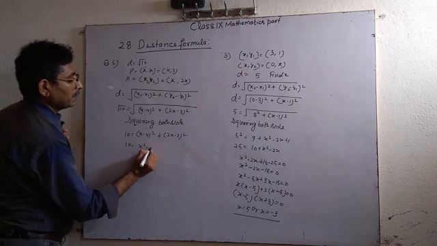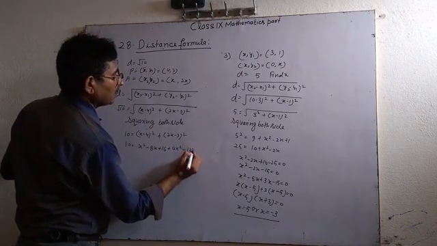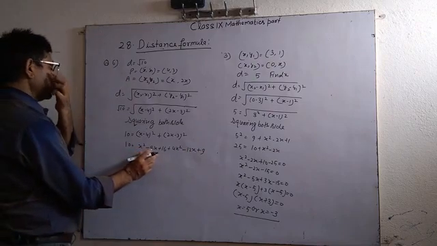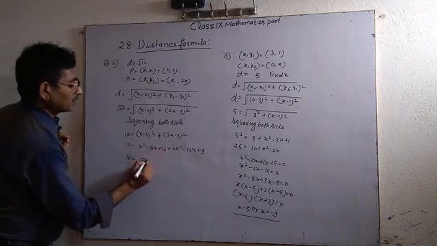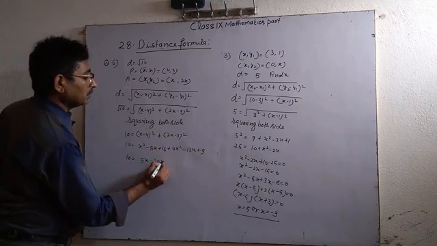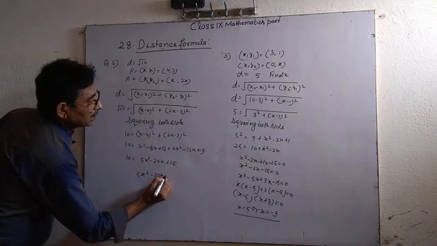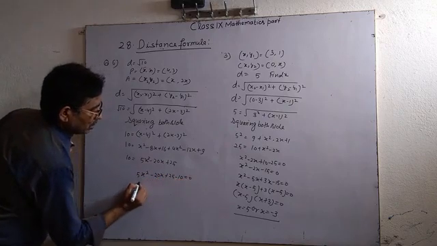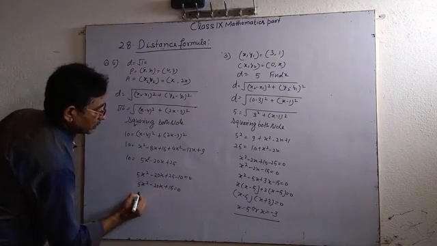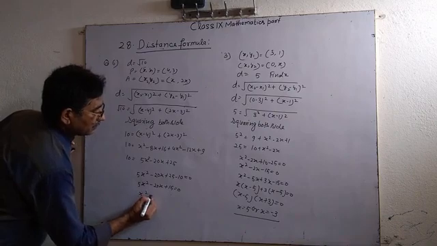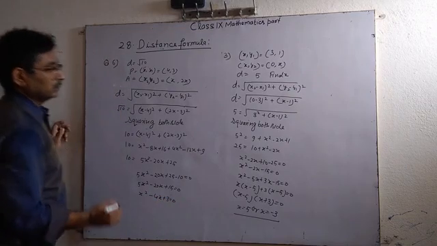10 equals x square minus 8x plus 16 plus 4x square minus 12x plus 9, using the formula a square minus 2ab plus b square. So 10 equals 5x square minus 20x plus 25, or 5x square minus 20x plus 25 minus 10 equals 0, or 5x square minus 20x plus 15 equals 0, or you can say x square minus 4x plus 3 equals 0.